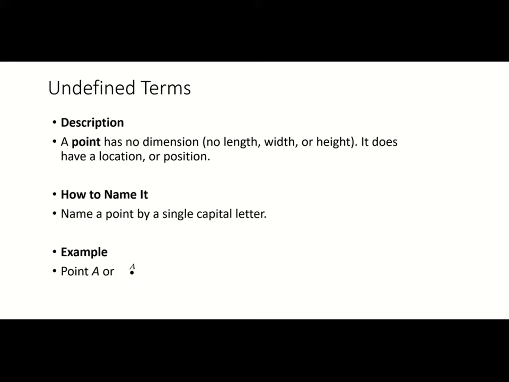So we have here point A, which is right here. But any point, any capital letter. So, you know, I can make point C here. Doesn't matter, again, how big or how small the dot is. You don't really measure the dimension of the dot. It's just naming a location or a position. And when you do name a point, again, by a single capital letter. So here's a good example right here. Or you could write out point A. That's our first undefined term, so this would be under undefined.